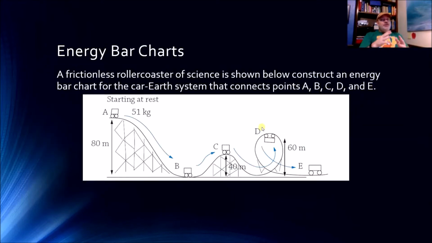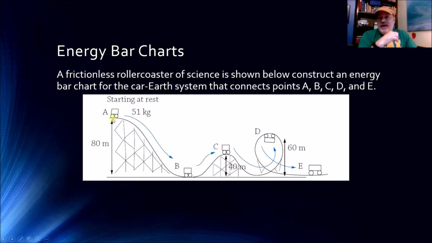Okay, now let's talk about energy bar charts. Let's use this example to kind of remind us what energy bar charts are. It's a way to visualize what the energy is so that it's sometimes a little bit easier for us to understand. And it's likely that these will show up on the AP exam as well.